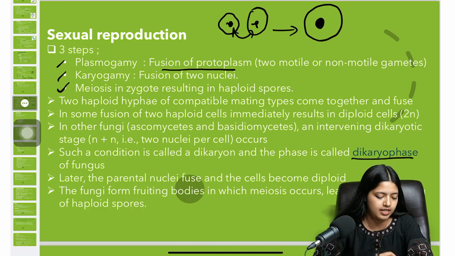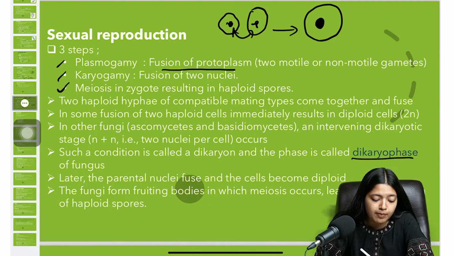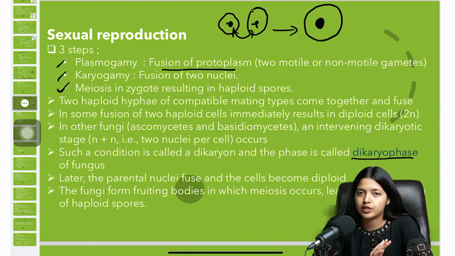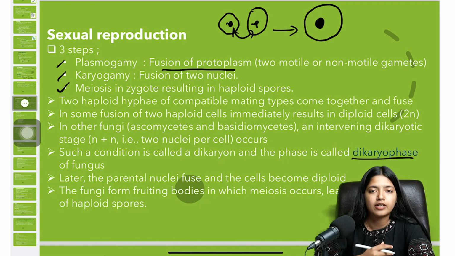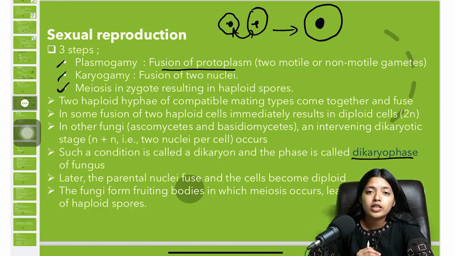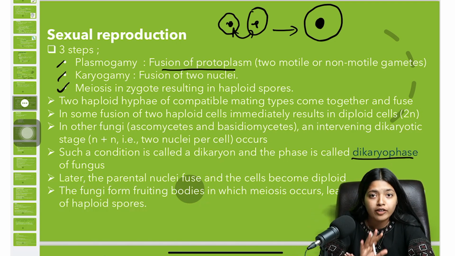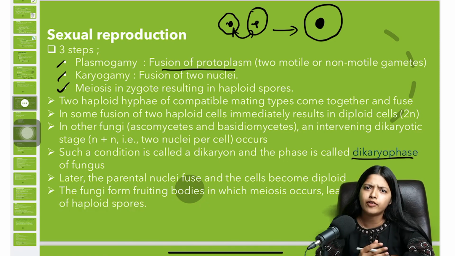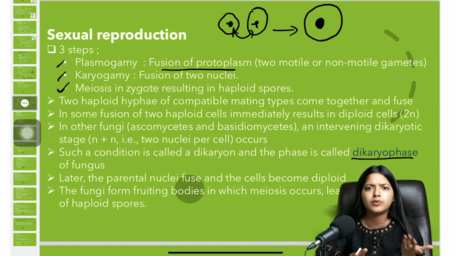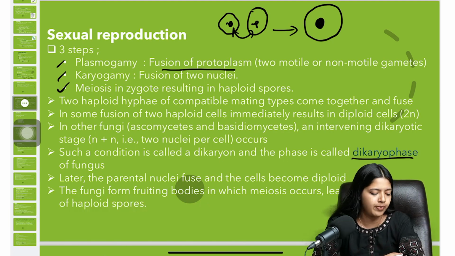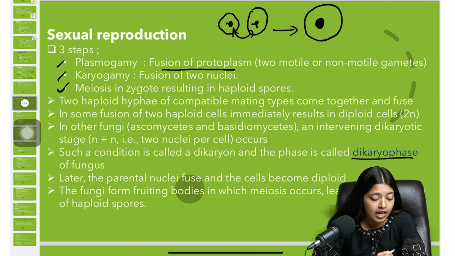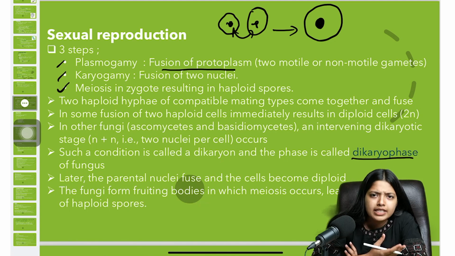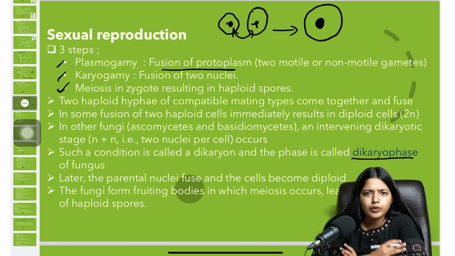Okay, yes. Then, two haploid hyphae of compatible mating types come together and fuse. Just like we said, two cells. Here two cells means two hyphae. Two hyphae are the parents that will fuse together. Hyphae have protoplasm and nucleus. So that's what is going to fuse.